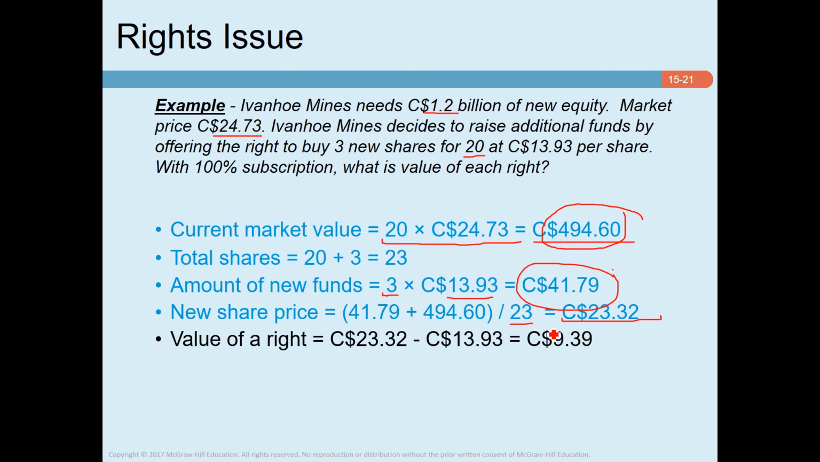23.32, which means that the new share price is 23.32, whereas you pay only 13.93, and the value of the right is 9.39. That means you get an advantage of this $9.39 if you participate in this rights offering.